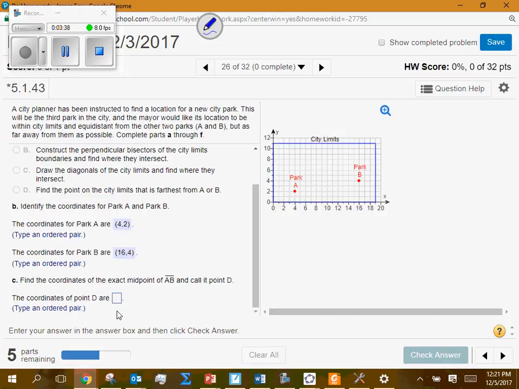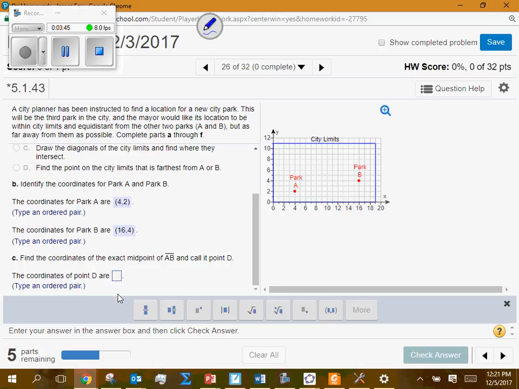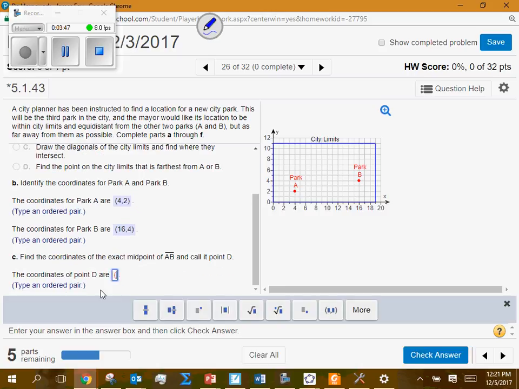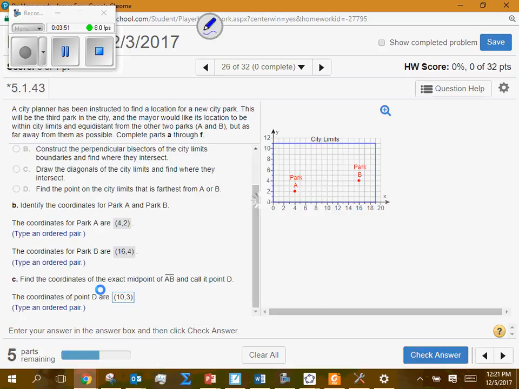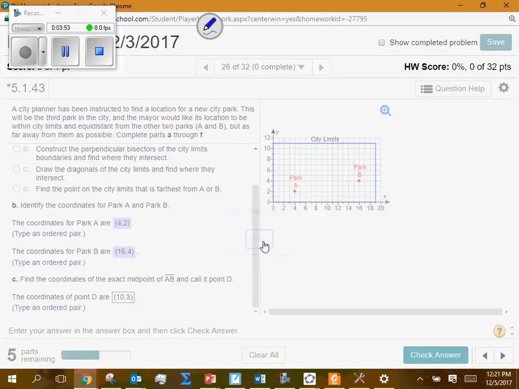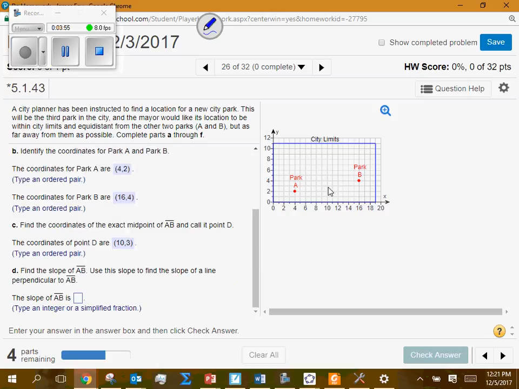Next says find the coordinates of the midpoint, okay? Well, we know the midpoint is the average of the x's. So 4 plus 16 is 20. Average that gets 10, right? And then do the same thing for the y values, so that should give me 3. So 10, 3 should be the midpoint. So that's where I would put the Park C if I want it to be equidistant from A and B and minimize the distance it is from A and B, okay?